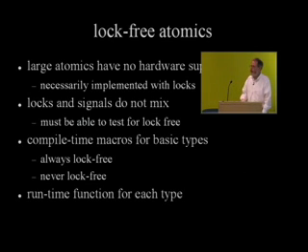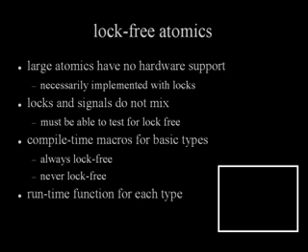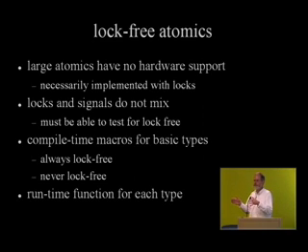There is no support in hardware for lock-free atomics on big types. So those big types must necessarily be implemented with locks. And those locks cause problems when you get to signals. So you don't want your atomic variables to have locks in them if you're also using those variables with a signal, because they'll come in at arbitrary times. So we give a means to be able to test whether a certain atomic variable is implemented in a lock-free manner or not.